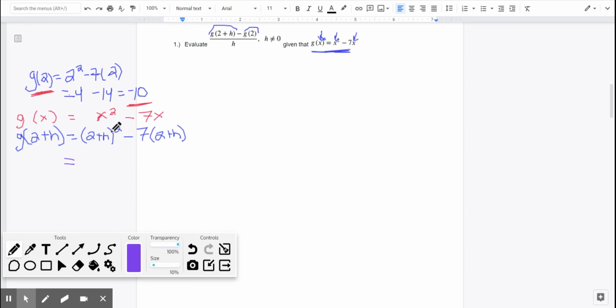Right here, when you square, please do not square the 2 and square the h. You will get a wrong answer. You need to do 2 plus h times 2 plus h, so you have to FOIL or double distribute. A lot of you will not need to write out this step. You'll be able to just go ahead and FOIL, and that's fine with me. When you do that, you're going to end up with 4 plus 4h plus h squared when you combine the outers and inners. Now over here I have to distribute the -7, so it's -14 minus 7h.